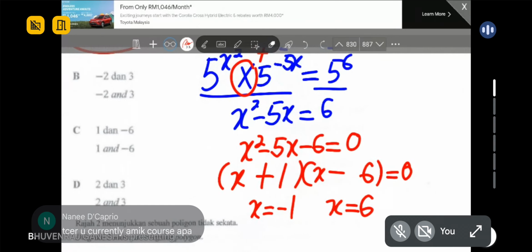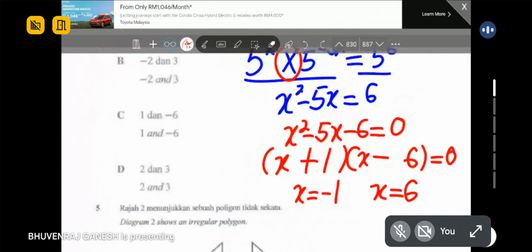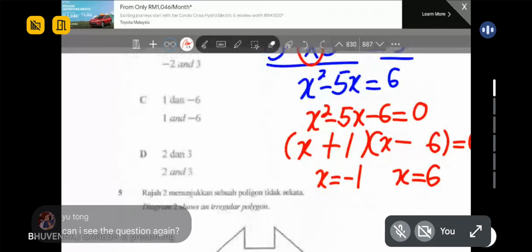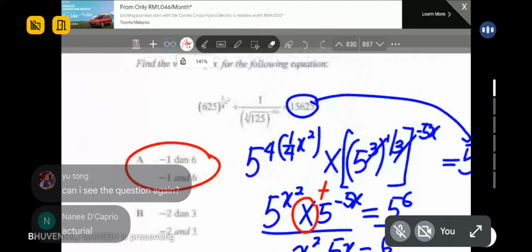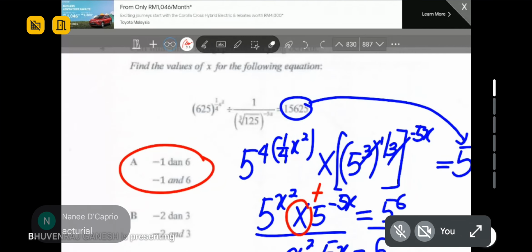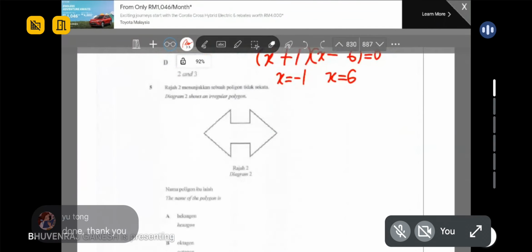Saya tengah ambil actual science. Pernah dengar tak? Nak ambil lah. Can I see the question again? Can? No problem. Yeah, correct. Once done, tell me, Yu Tong. Okay? Can? Okay. Continue, guys.